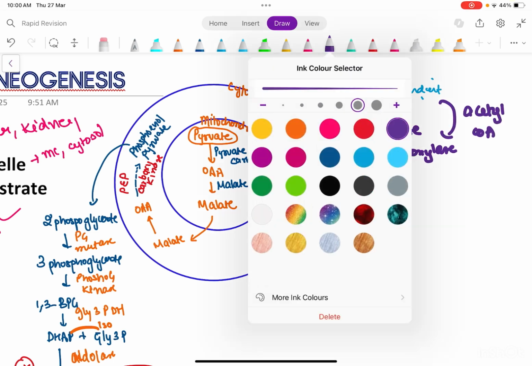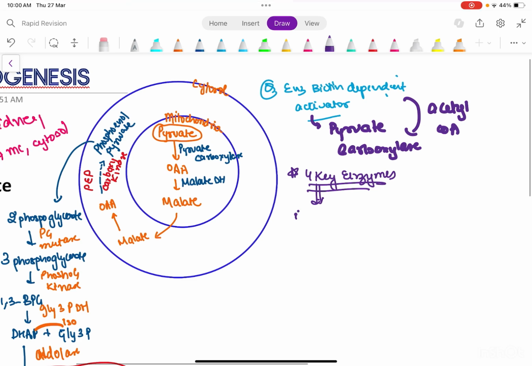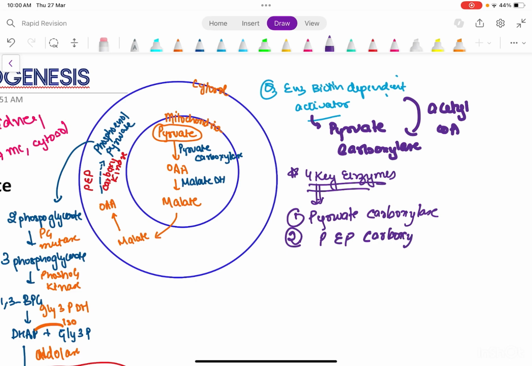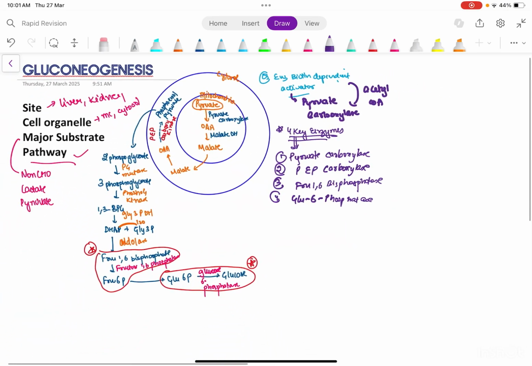Okay, then they will ask you the 3 or 4 key enzymes of gluconeogenesis. So first of all you should remember all the different enzymes which were not in glycolysis: pyruvate carboxylase, then phosphoenol pyruvate carboxykinase, then I told you about 2 enzymes, which were fructose 1,6-bisphosphatase, and the 4th was glucose 6-phosphatase. Okay, then all of this is done.